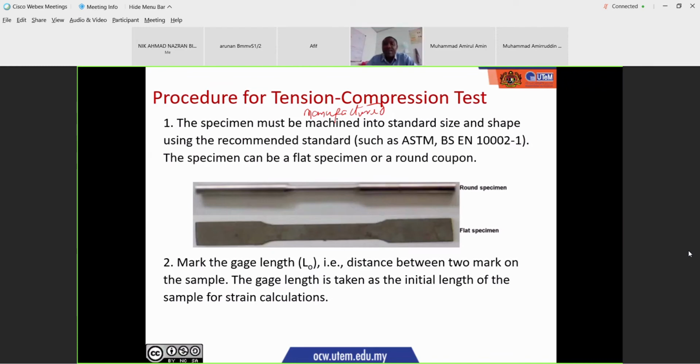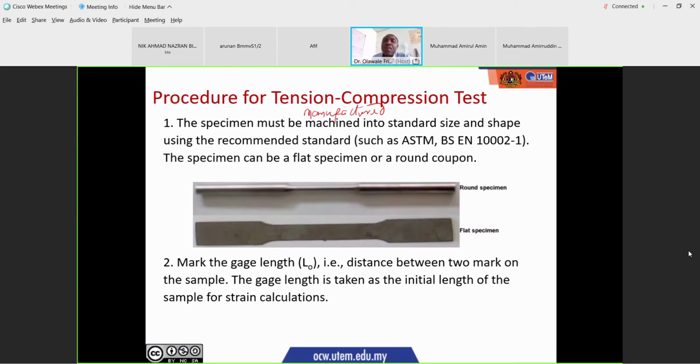Any problem before I continue? No. Okay. Step number 2. Now for your lab, you start from step number 2.